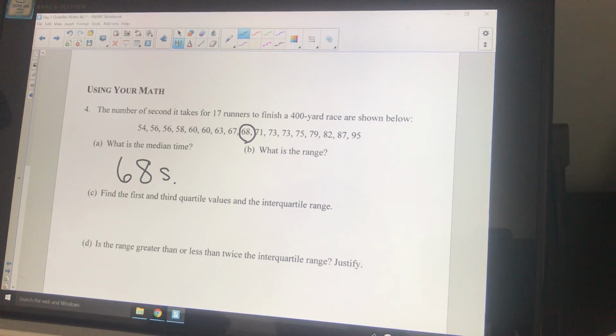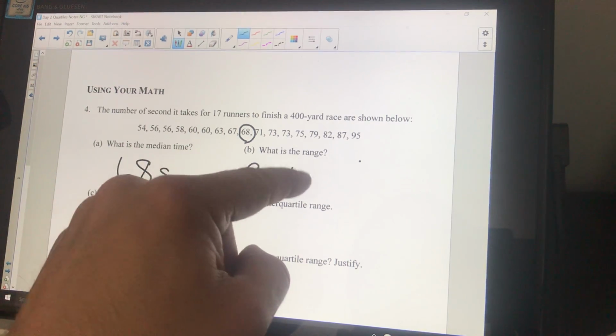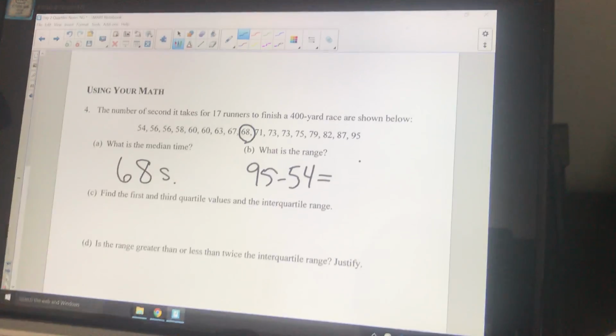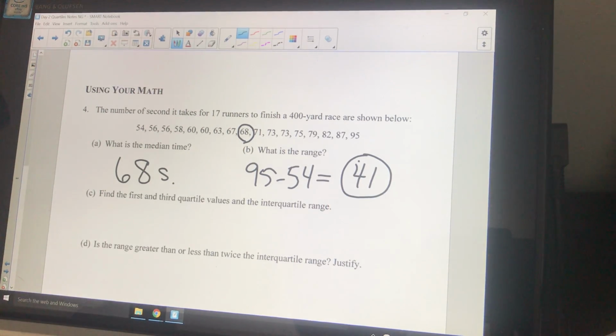What is the range? Okay, no, so not IQR, but just the range. 95 minus 54, okay, right? Biggest minus the smallest, 95 minus 54. That's what I was thinking. It's 41. The range is 41 seconds.